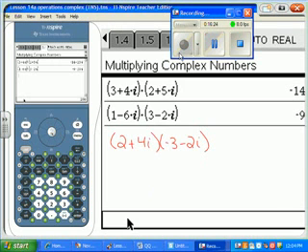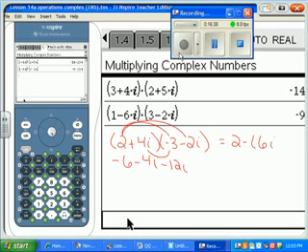Okay, so you got 2 minus 69? Okay. Now, let's see how we do it by hand. Negative 6 minus 4i minus 12i minus 8i squared. FOIL. Any problems with that? We know how to FOIL, right?